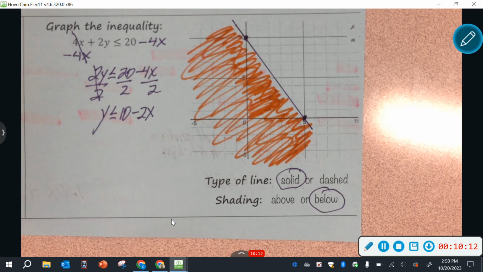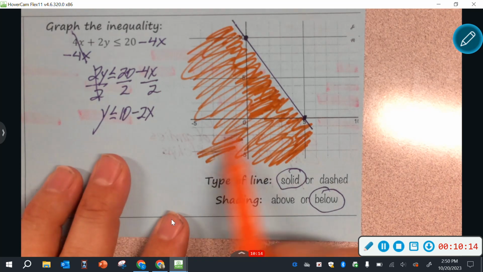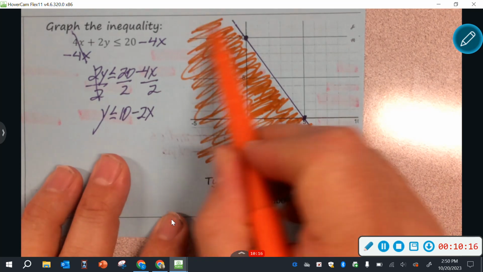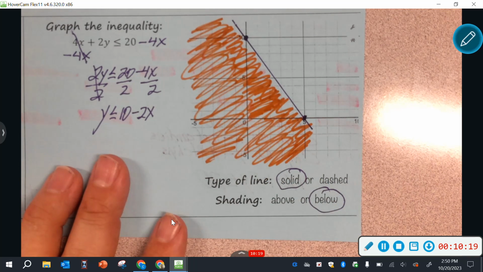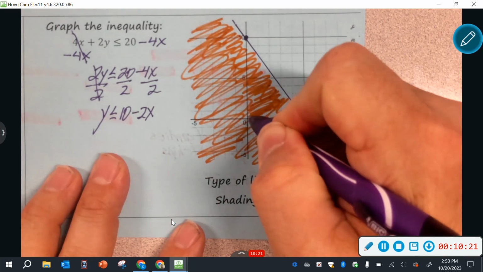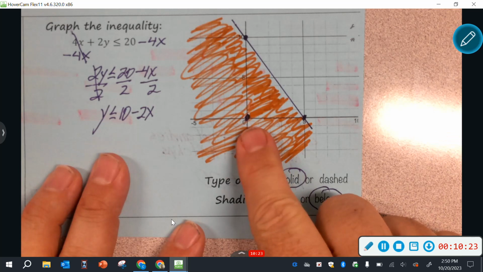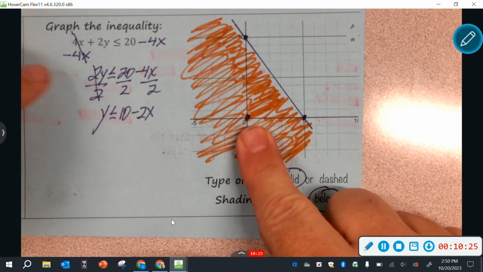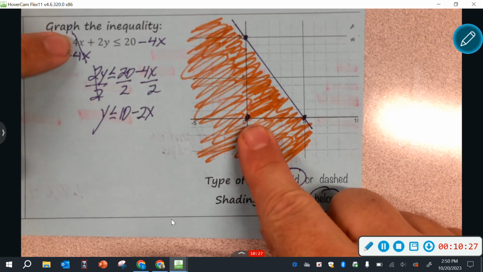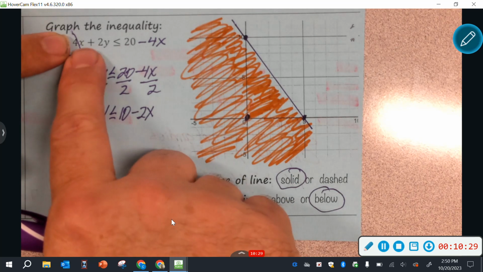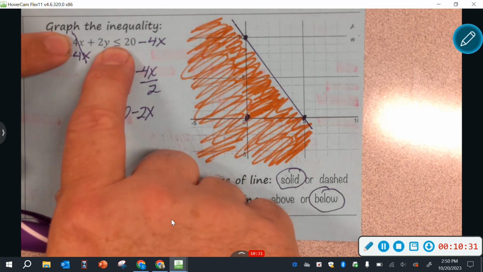So we're going to shade below the line, and we'll shade here. So we can shade all this as long as we're below the line. So either use your highlighter or your pencil, or hopefully we have markers, you can use that to shade it. So this means that any point that is shaded is going to make this inequality true. So look at this right here. See how 0, 0 is in my shaded portion?